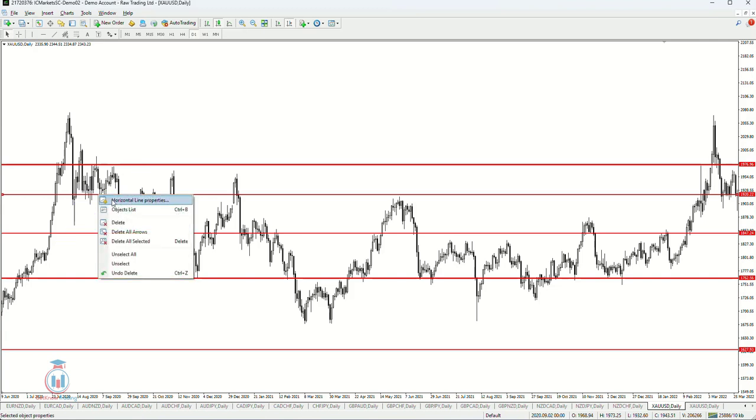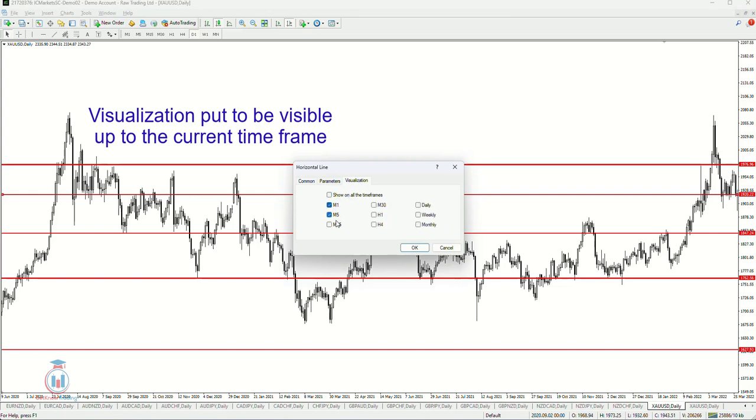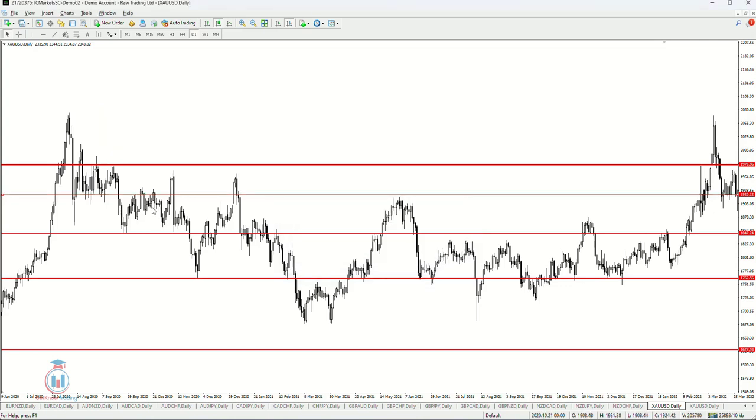Now let's check the horizontal line properties. Move the thickness to the lowest one, which is for the daily, and set the visualization only on time frames from the daily and down. Okay, now you can see what is the difference. This is the monthly, this is the weekly, and this is the daily.